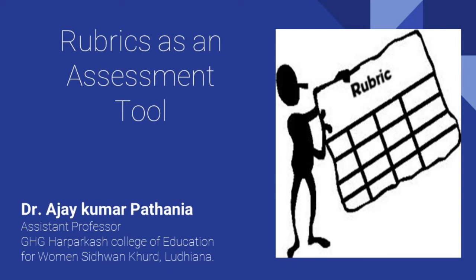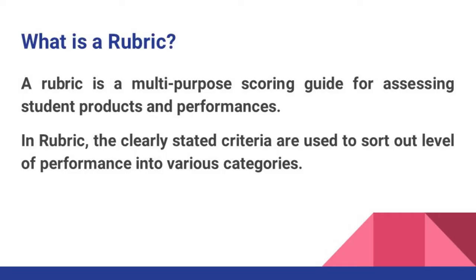First of all, we have to understand what a rubric is. A rubric is a multi-purpose scoring guide for assessing student products and performances. In a rubric, clearly stated criteria are used to sort levels of performance into various categories.